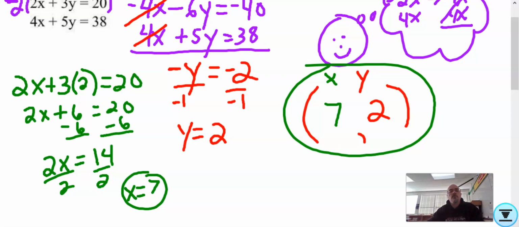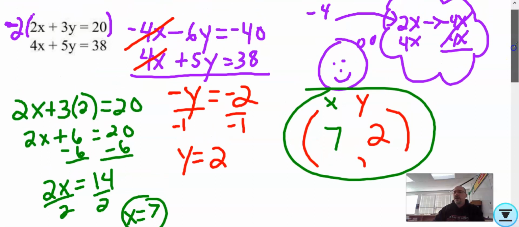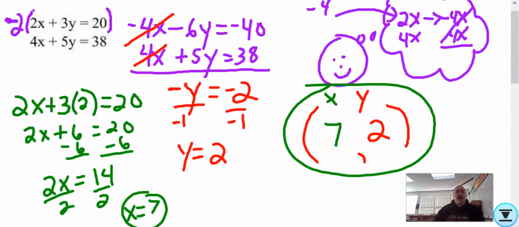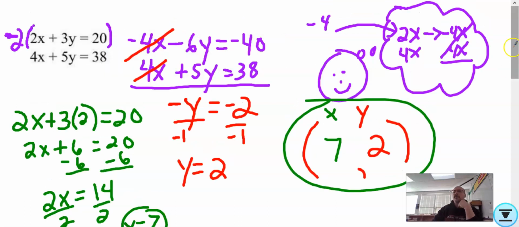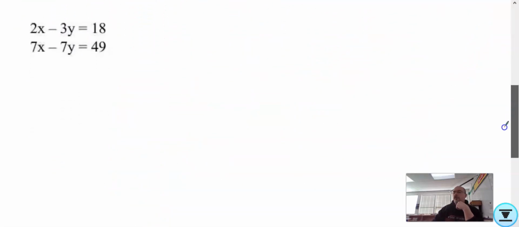Cool. All right, not too bad, not too bad. Okay, put some thought into it. All right, let's do another one. Oh, wait a minute. I think I have one more. Yeah, I have one more down here. We are going to do some word problems. Finally, some word problems. You may not be excited about that, but I am.